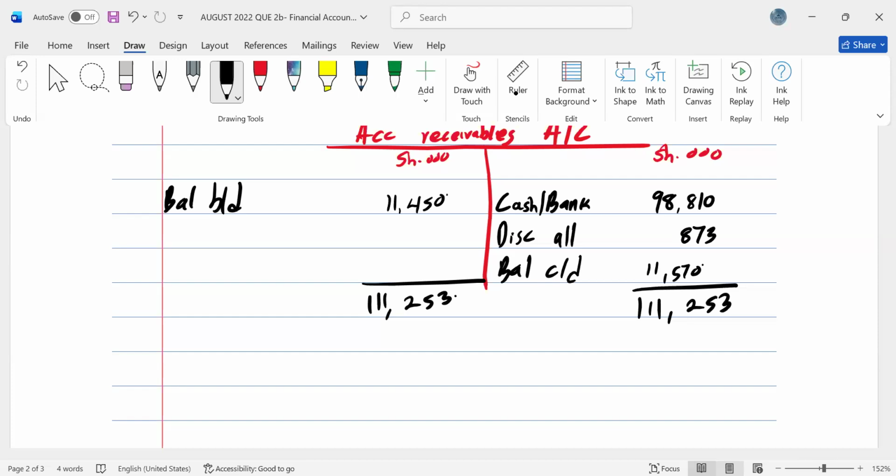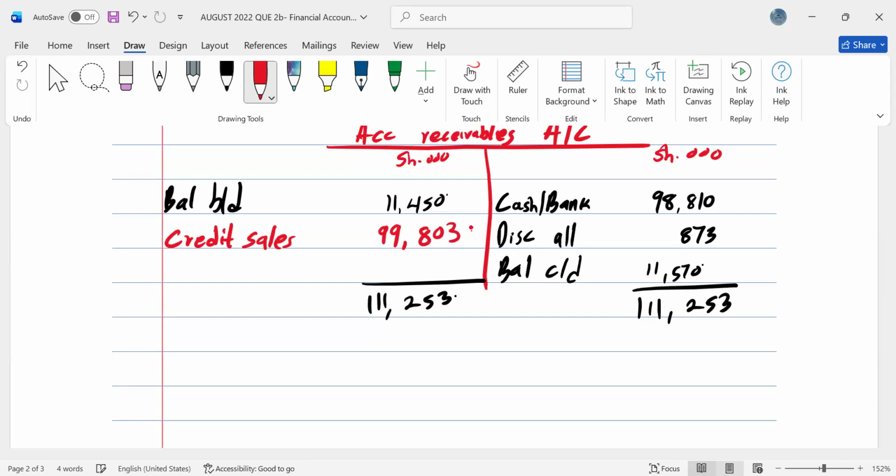11,450. So whatever you are getting, that is 99,803 being the balancing figure. 99,803, that one now refers to our credit sales. Credit sales. Zile ambazo waliuza kwa mkopo. Waliuza, yes, but they were not paid. So we call it credit sales.